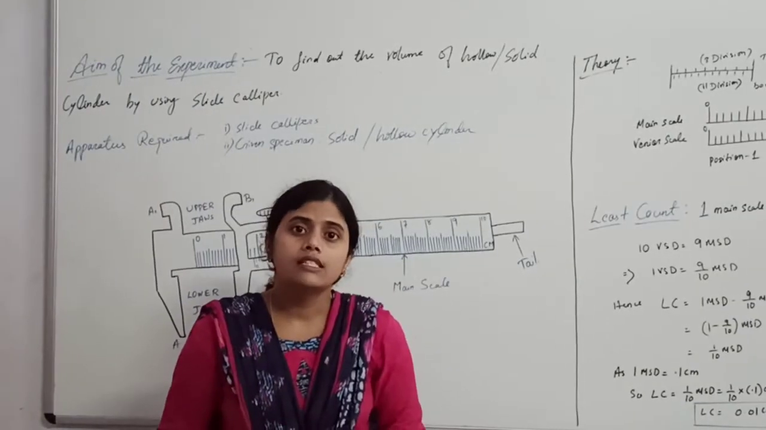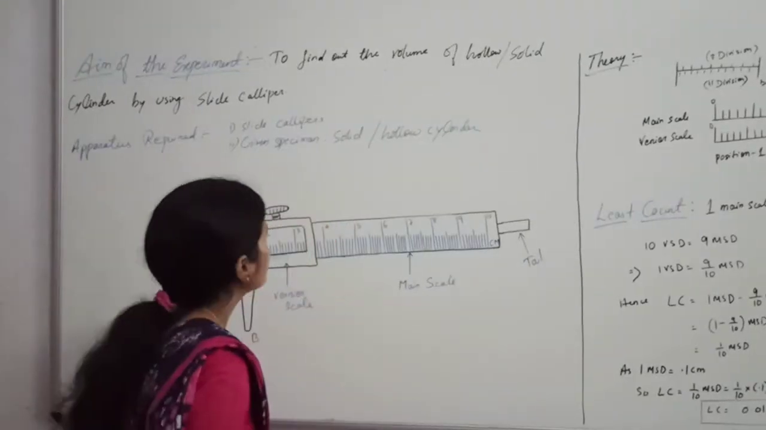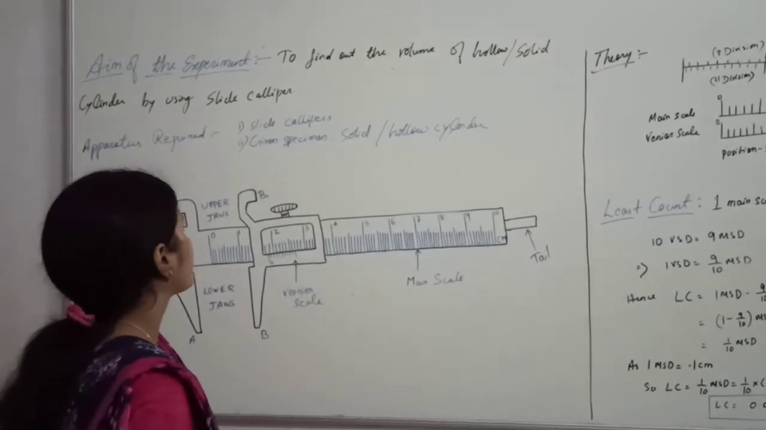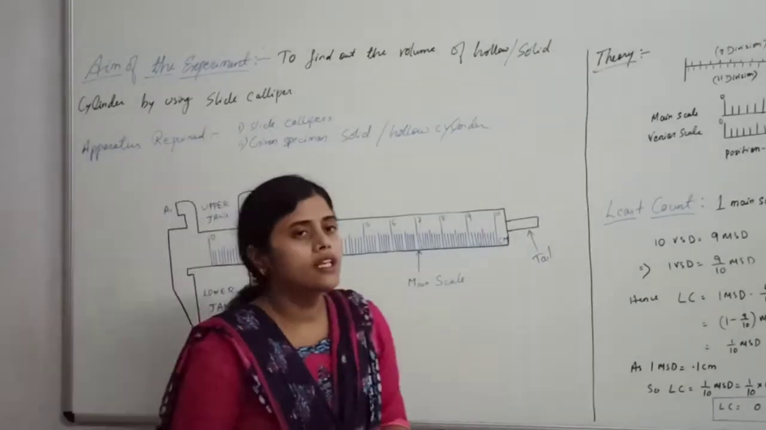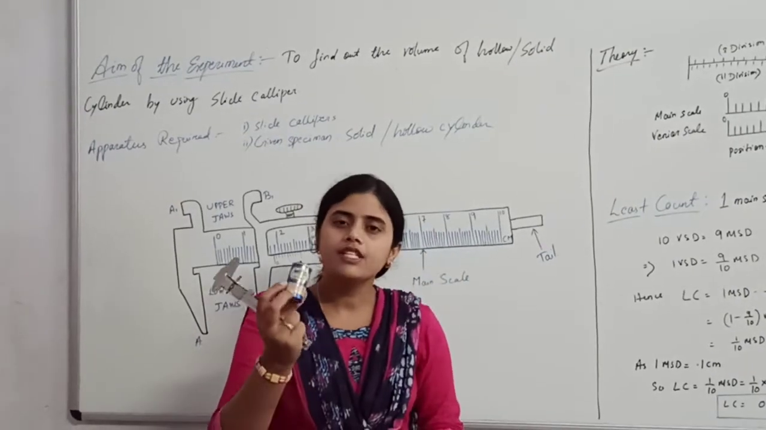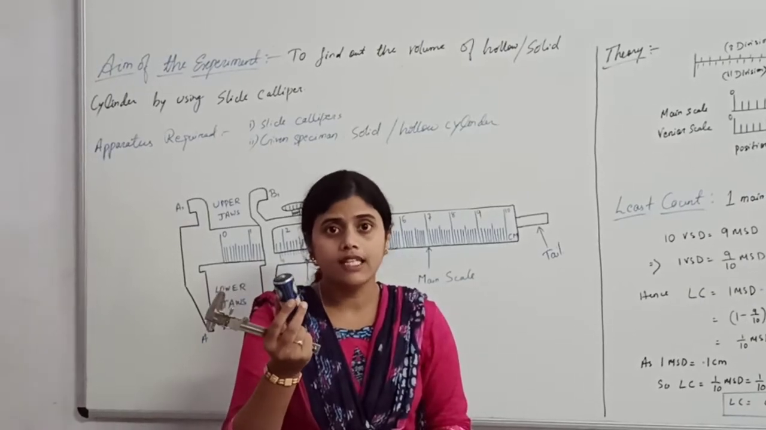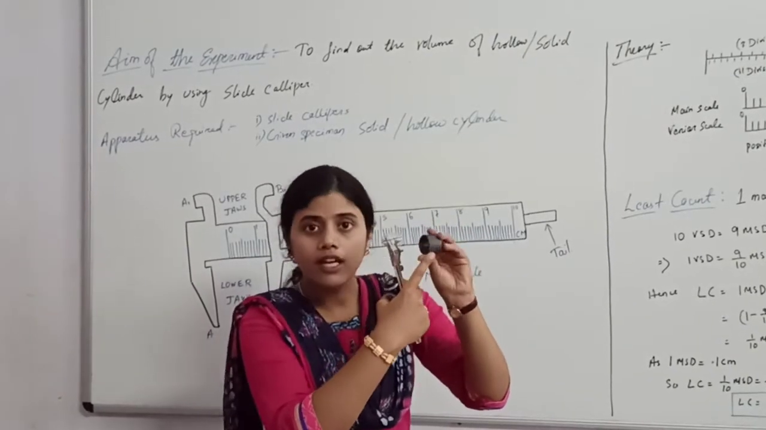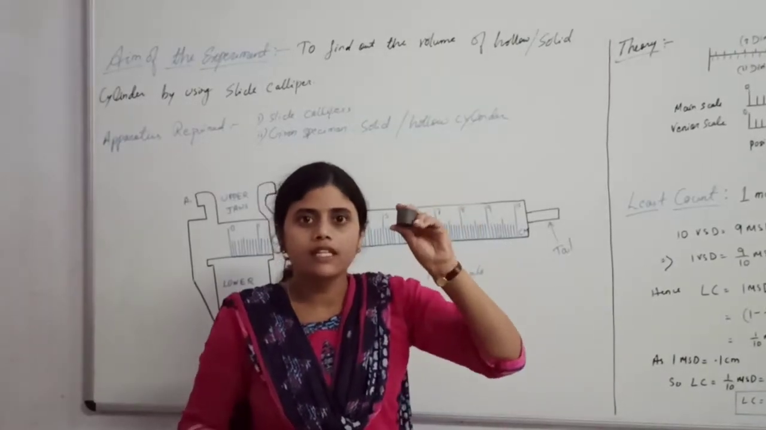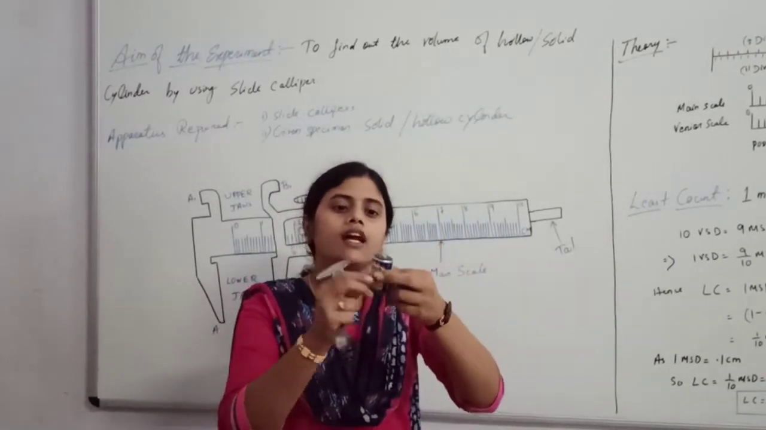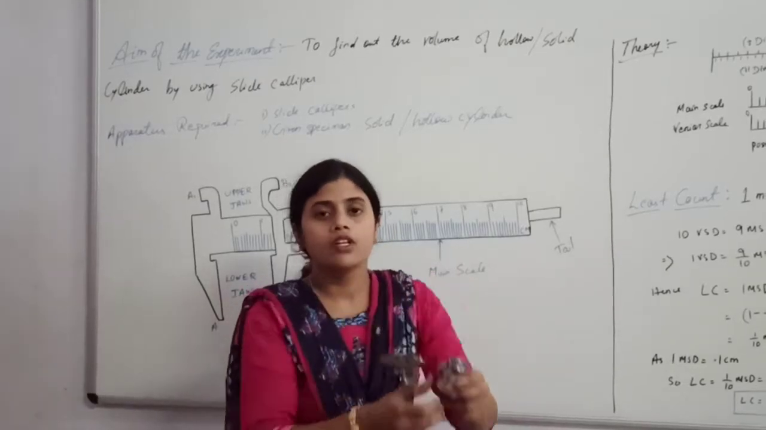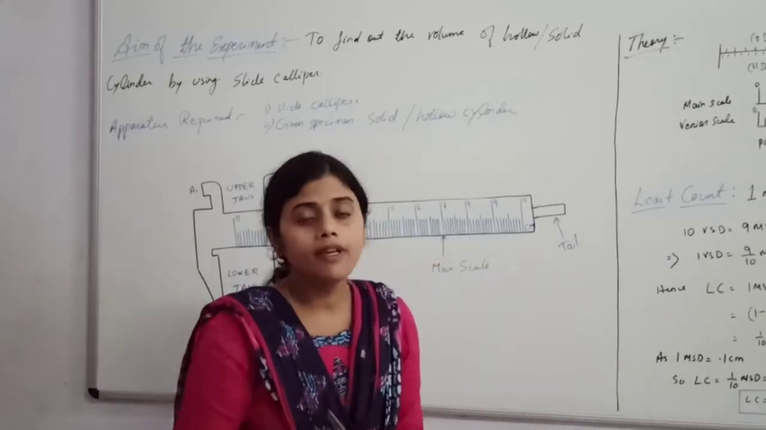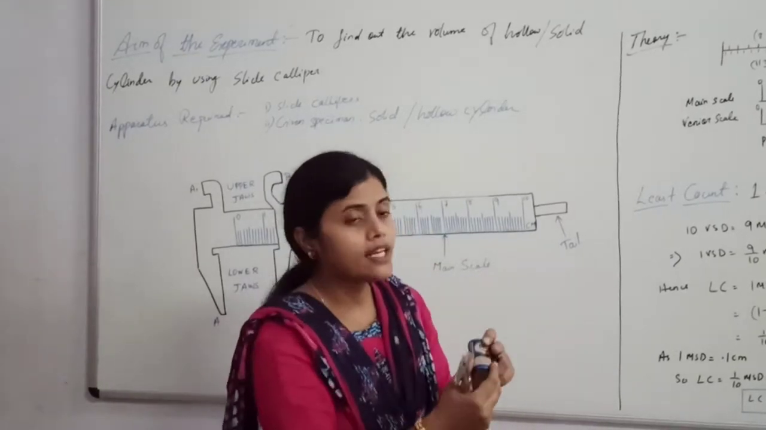So the experiment starts with the aim. Here the aim is to find out the volume of a hollow or solid cylinder using a slide caliper. You can see this is a hollow cylinder and this battery can be treated as a solid cylinder. It has its internal diameter, then external diameter, then some height, and this solid cylinder has its height and external diameter. So by using the instrument called slide caliper, we will be able to measure the height and the diameter of the given cylinder.